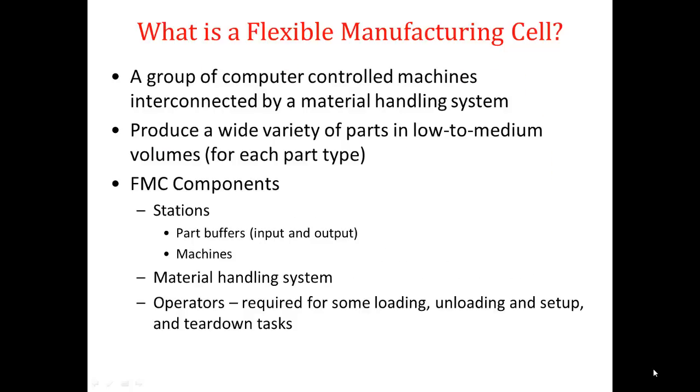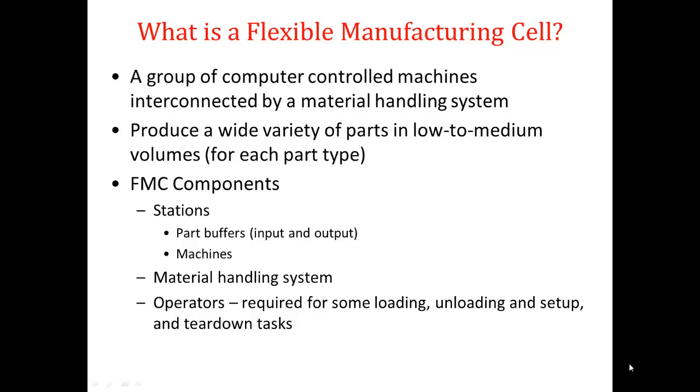Before we begin our modeling task, we need to first define what exactly we mean by a flexible manufacturing cell. In our context, an FMC is a group of computer-controlled machines interconnected by a material handling system. And the flexible manufacturing cell is designed to produce a wide variety of parts in low to medium volumes. So we have a large number of distinct part types, but each part type is manufactured in a very small quantity.